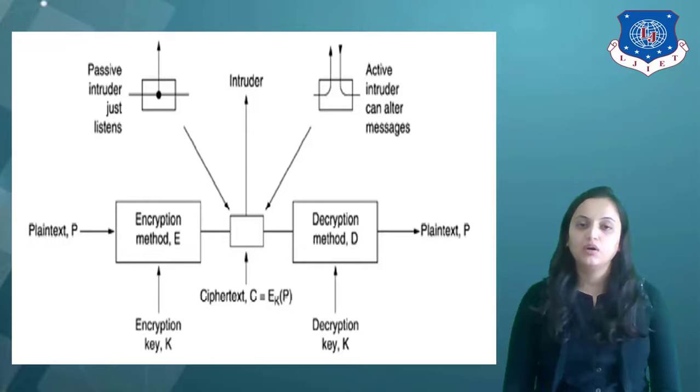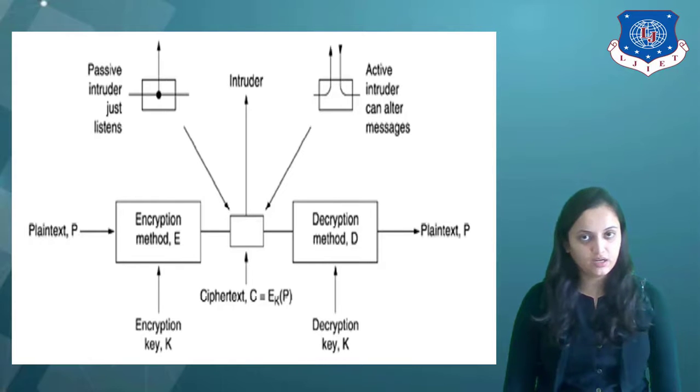This is the diagram of the encryption model using symmetric key algorithms. Here you can see two main blocks indicated. On the left hand side the encryption method E is indicated, and on the right hand side the decryption method D is indicated. Here the plain text is the original message which is to be transferred and on which the encryption is to be applied. So the plain text is given to the encryption block, where the encryption key is given to obtain the ciphertext.